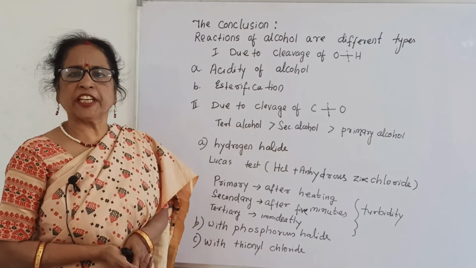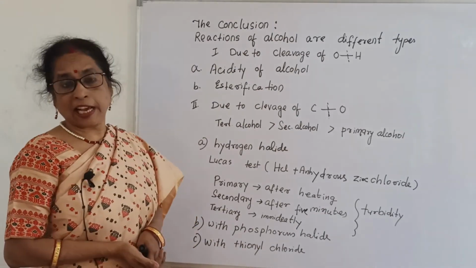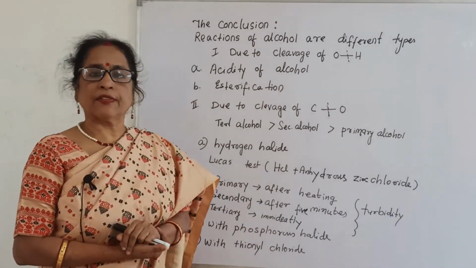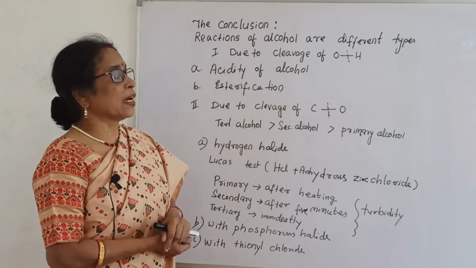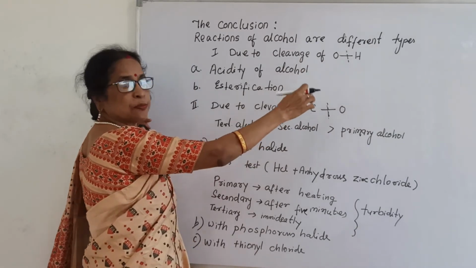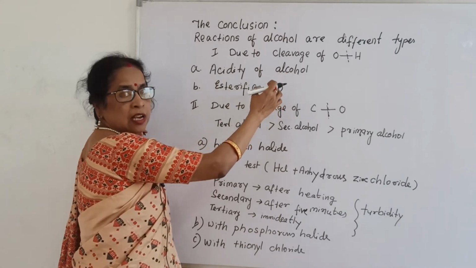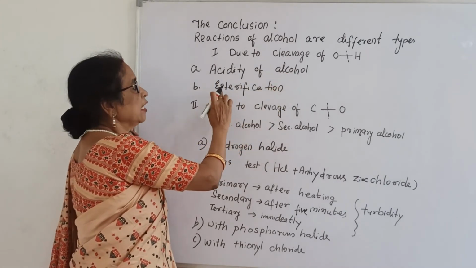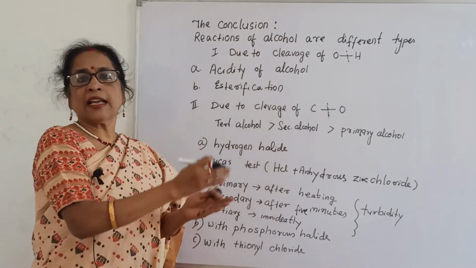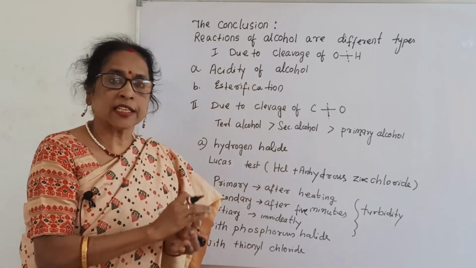I have explained so many reactions. Now we will see the conclusions of all the reactions of alcohol, what I taught in this video. Reactions of alcohols are of different types here. One is due to cleavage of the OH group. That means here between O and H the cleavage, the breaking, takes place. Then what are the possible reactions? Acidity of alcohol. Alcohol is acidic in nature, already explained. Esterification, that means alcohol reacts with acid anhydride or acid chloride and gives ester. That is why the reaction is called esterification.